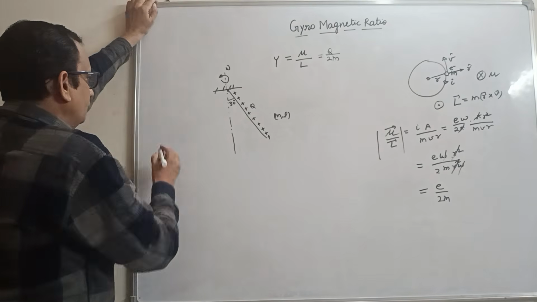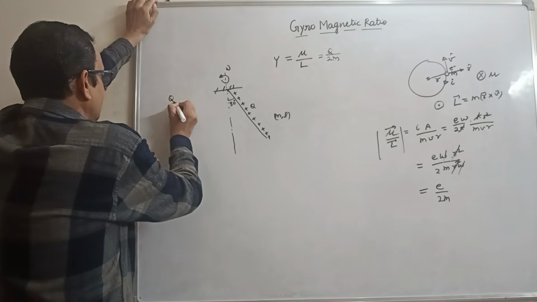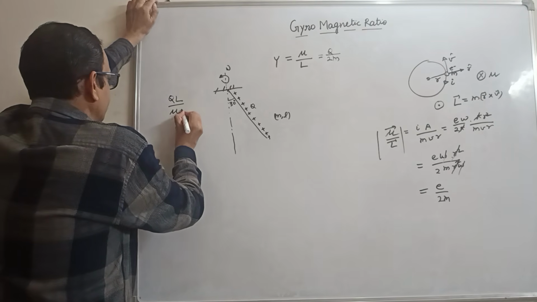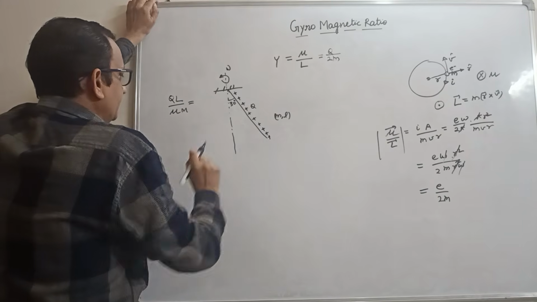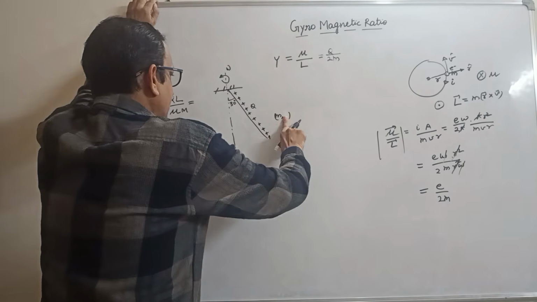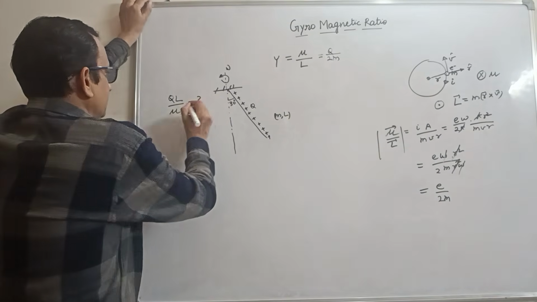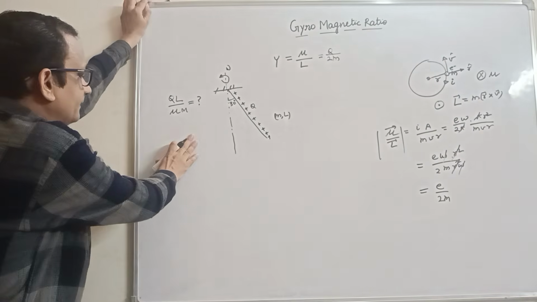So we have to find the value of QL by mu m. M is the mass of the rod, L is the length. So we have to find QL by mu m here.